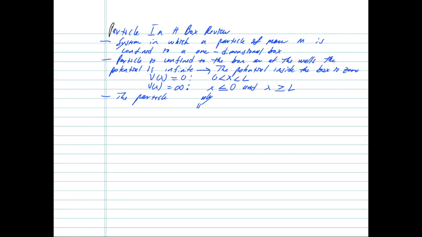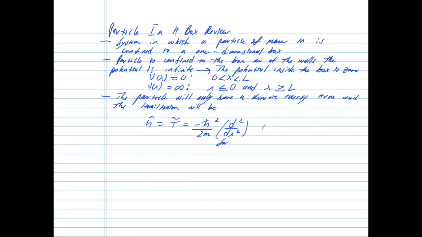So the particle is confined to the box, and at the walls of the box, the potential is infinite, and the potential inside the box is zero. So we wrote V of x equals 0 inside the box, so from 0 to L. And then V of x is infinite outside of the box. So if 0 is equal to or greater than x, and if x is greater than or equal to L.